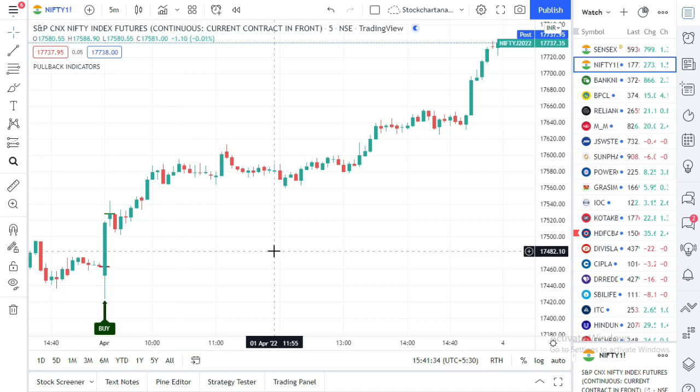We will avoid any signals after 2 p.m. and when we make a profit on the first signal, then you have to avoid all remaining signals for the day. The logic behind this is that we have to hold on to the profits, right?